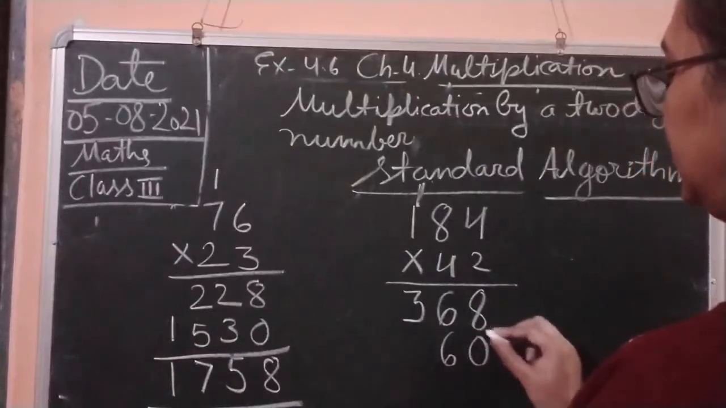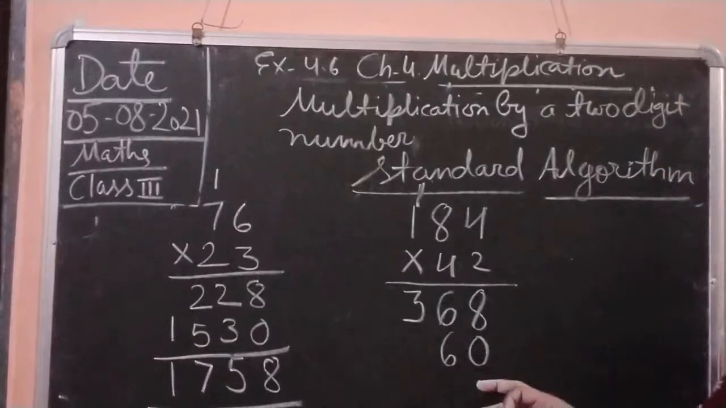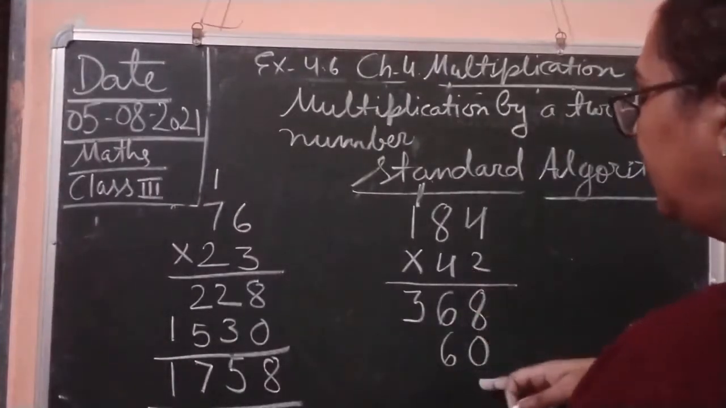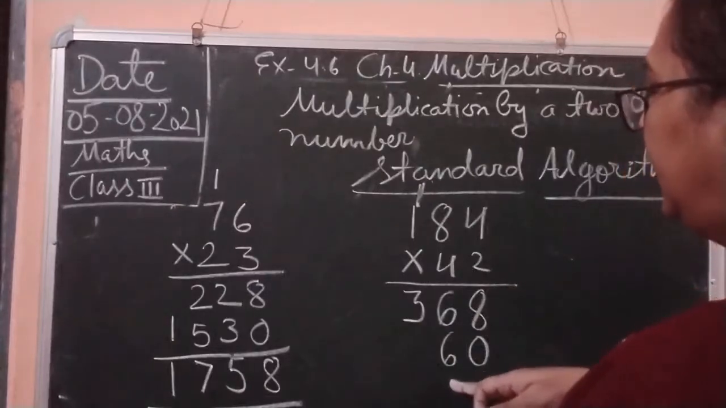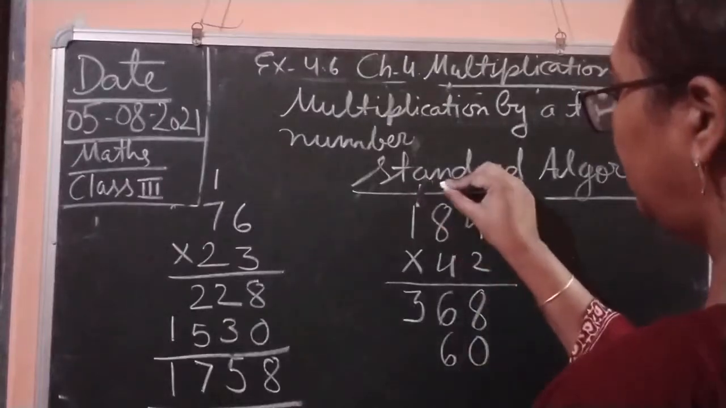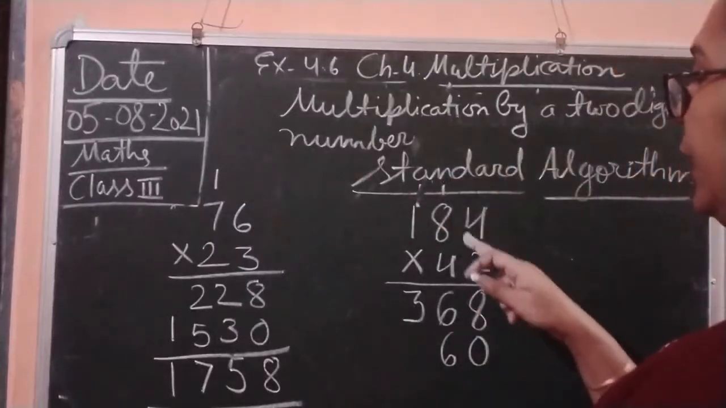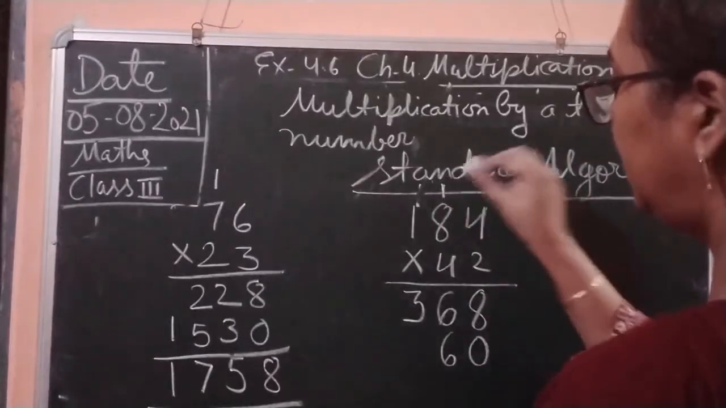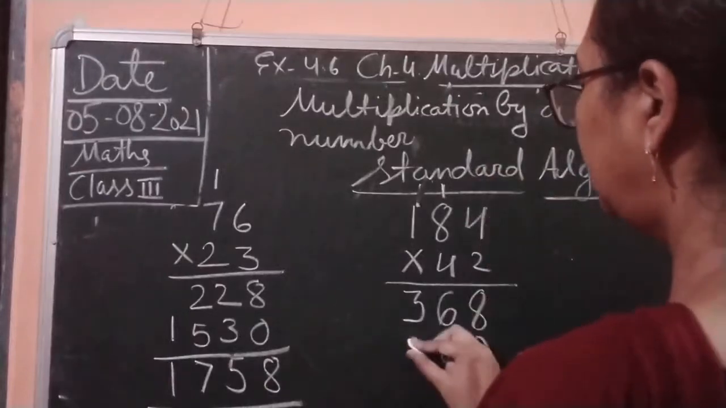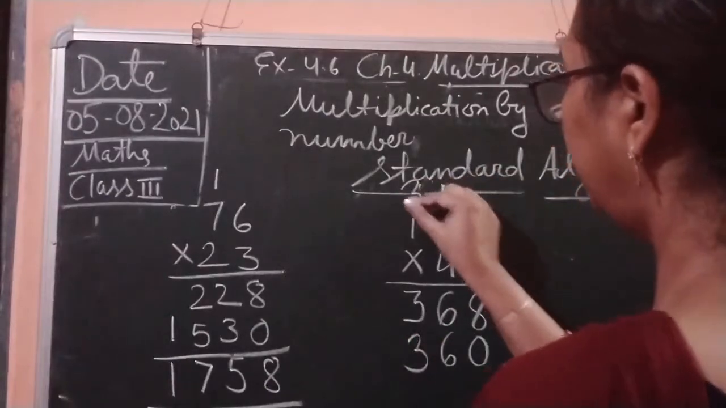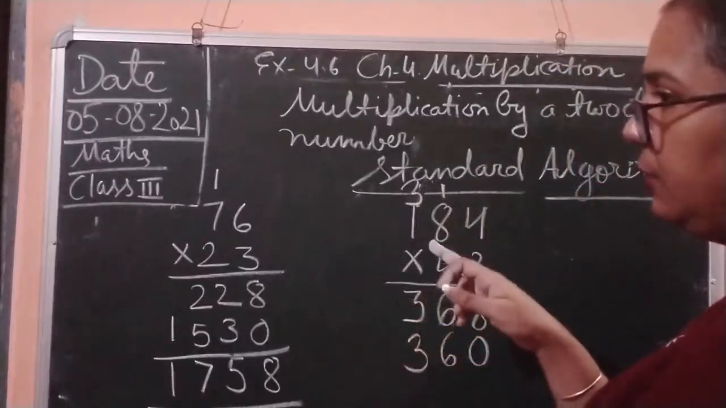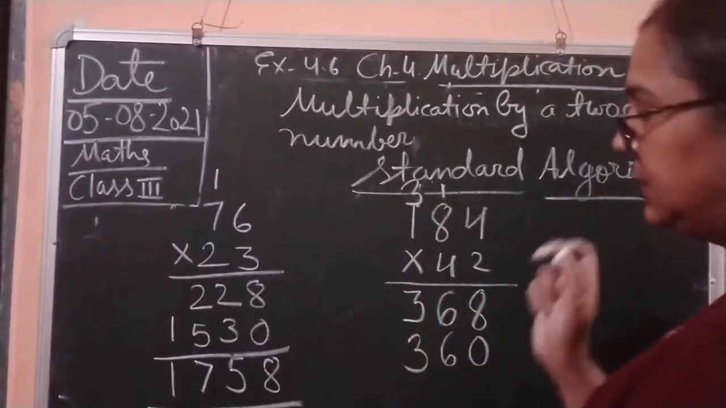Now here we will write 0. Why will we write 0? Because we are multiplying by 4. This is 4 tens. That is why we will write 0 over here. Then 4 fours are 16, and 1 will be carry over here. Now 4 eights are 32, children. 4 eights are 32 and 1 is 33. So we will write 3 over here and 3 will be carry over. Now 4 ones are 4 plus 3. We will get 7.